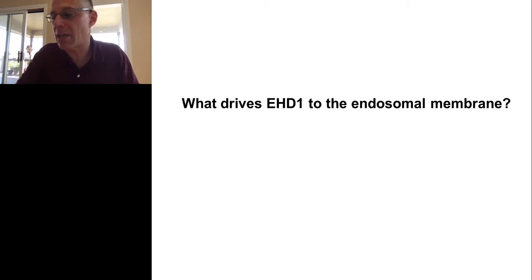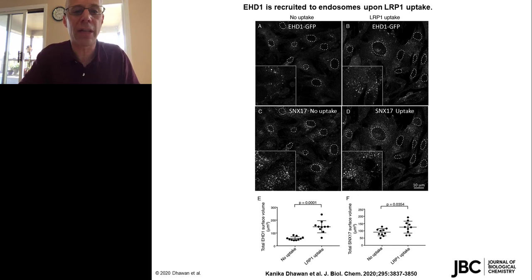So what drives EHD1 to the endosomal membrane? This is a protein that's found both in the cytoplasm and on endosomal membranes. Very briefly, what we showed is that when we do an uptake experiment, we add ligand and allow receptors to be taken up into cells. We basically see that SNCC17 is already on endosomes for the most part. So you're looking here in C and D at the insets on the left, at the endosomes containing SNCC17. However, when we look at EHD1, we see that there's really very little EHD1 on endosomes. There's some of it on endosomes, but when we add LRP1 uptake, this is a low-density lipoprotein-like receptor, we basically see that more EHD1 is found on these endosomal structures, suggesting that the recruitment of EHD1 to endosomes occurs when receptors are taken up into the cell.